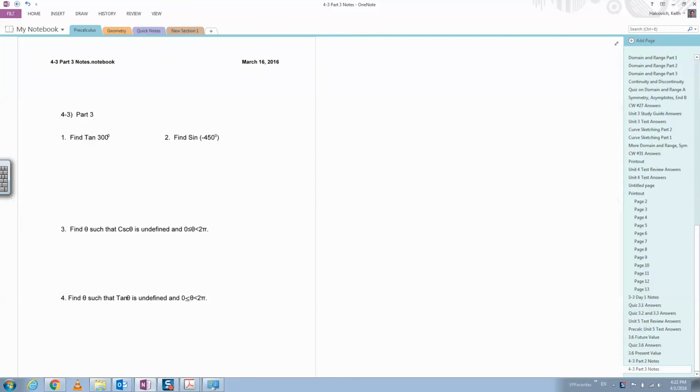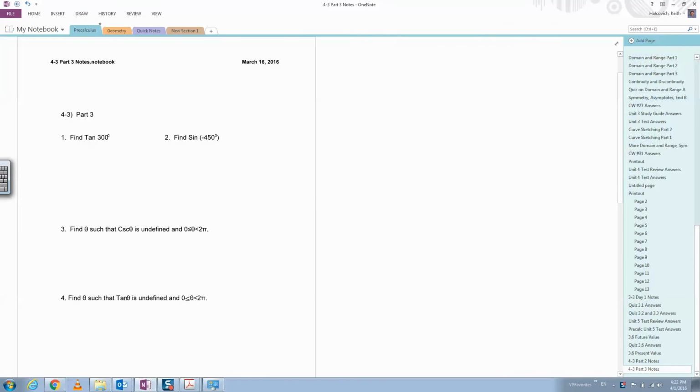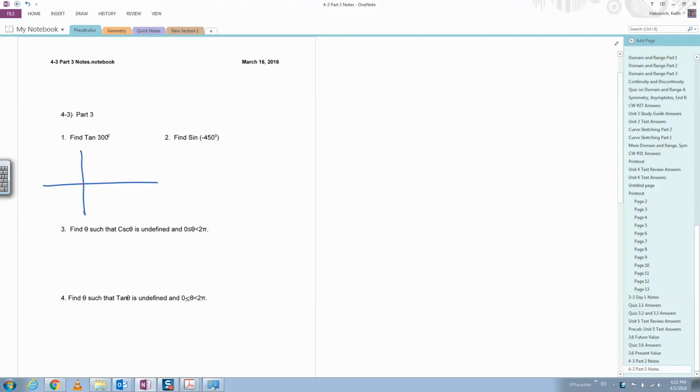First off, let me get a pen color here. Tangent of 300 degrees. Remember, 300 degrees is in the third quadrant. Actually, in the fourth, sorry. You're going to start here, and you're going to go around to 300 degrees. Right there. So that means our reference angle here is 60 degrees.